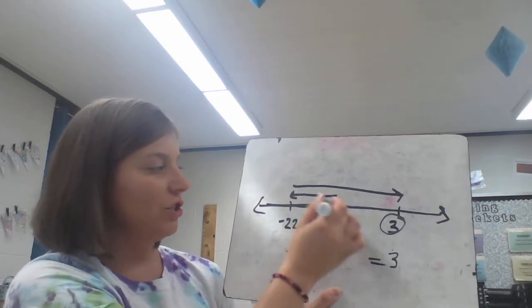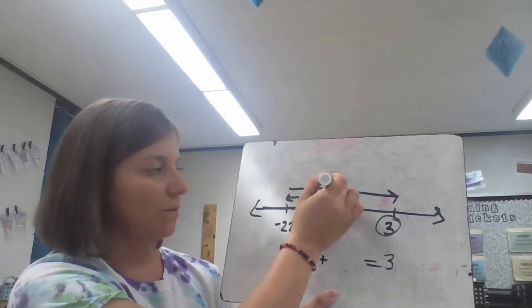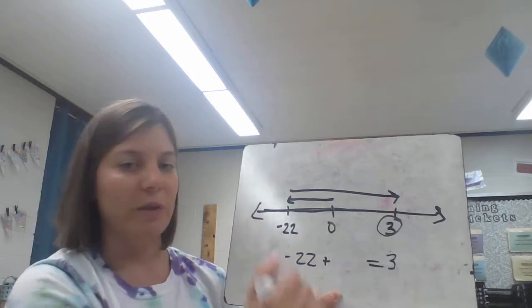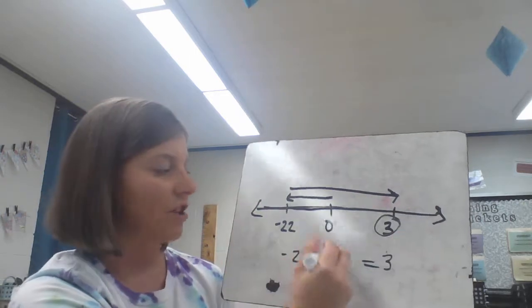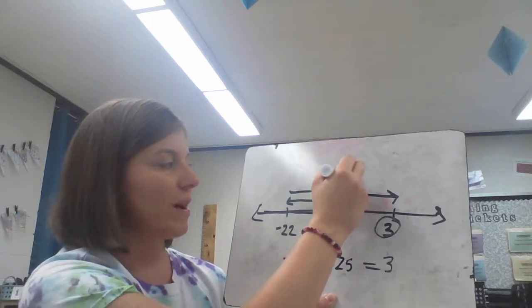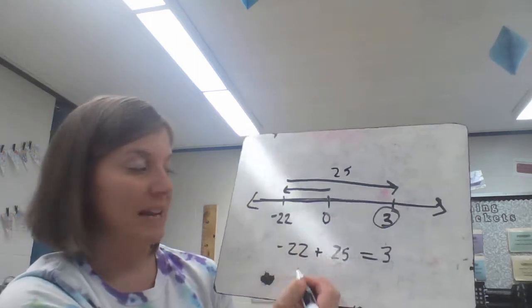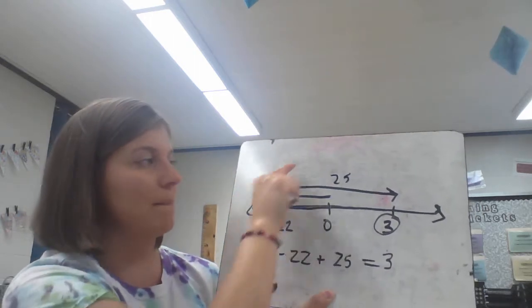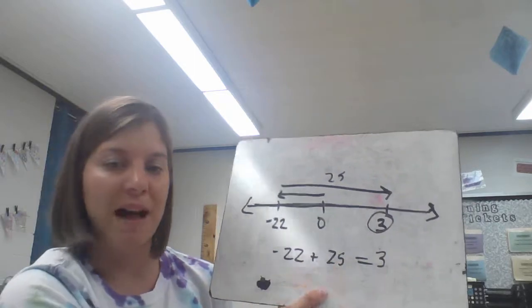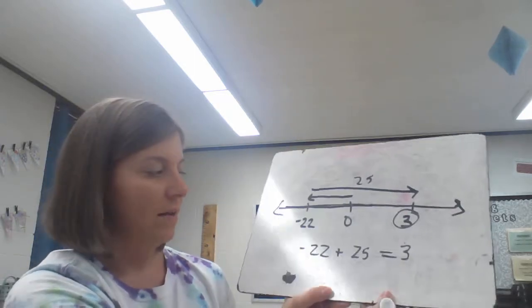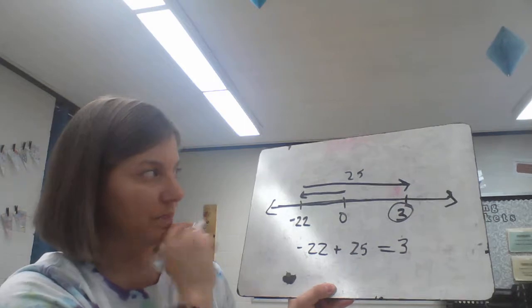Well, 22 to 0 is 22. Now I'm going 3 more, 22, 23, 24, 25. So this line is 25 long. Now, would it be negative 25 or positive? Well, I'm heading back towards the positive, so it's a positive 25. Okay? Yeah, so we'll leave it at that.